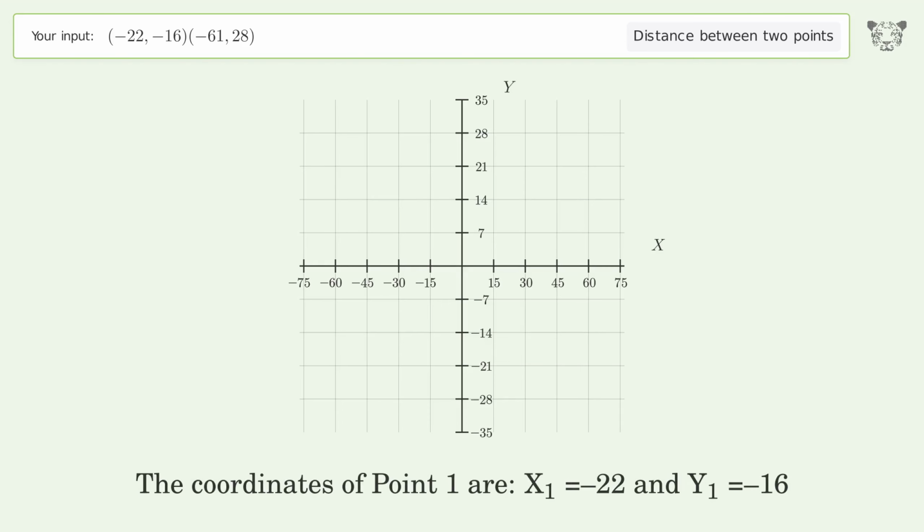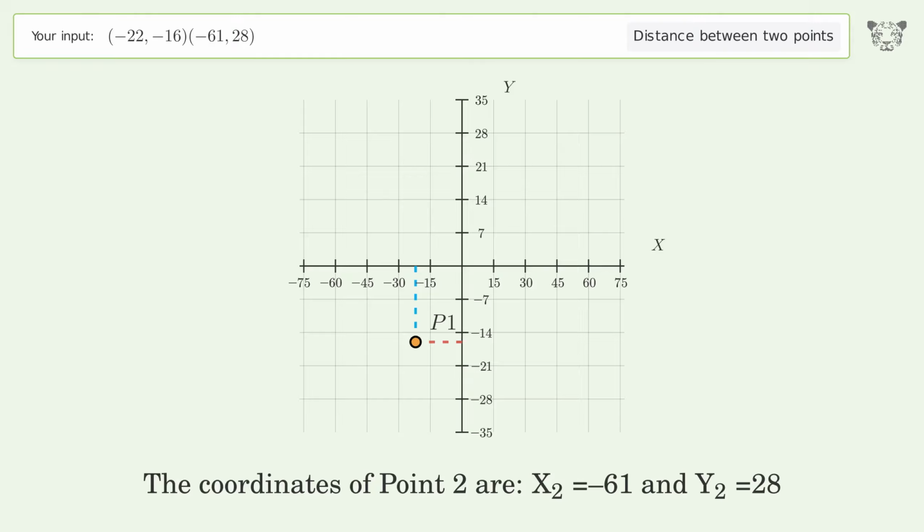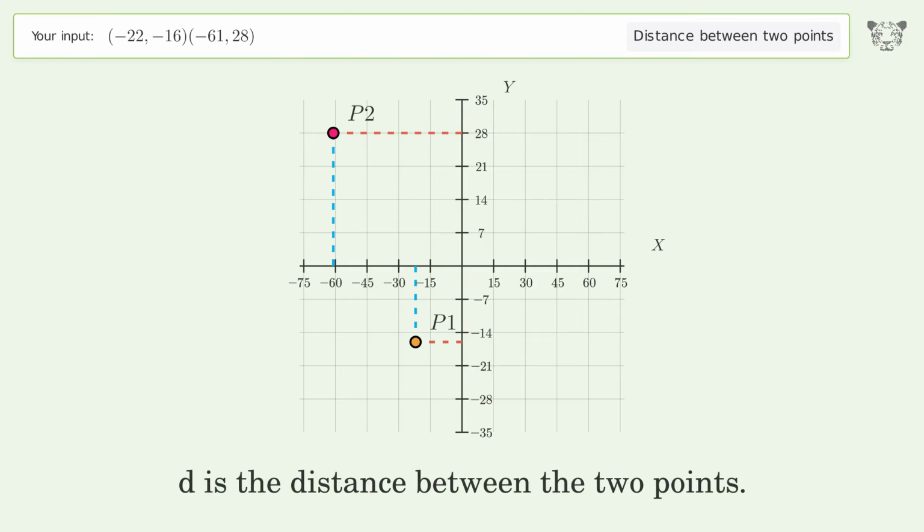The coordinates of point 1 are x1 equals -22 and y1 equals -16. The coordinates of point 2 are x2 equals -61 and y2 equals 28. D is the distance between the 2 points.